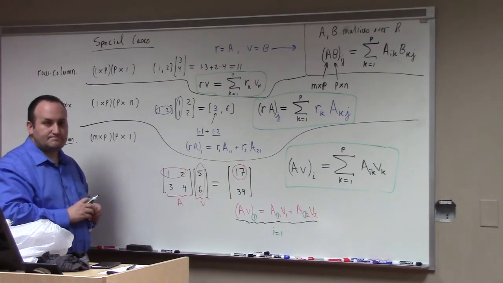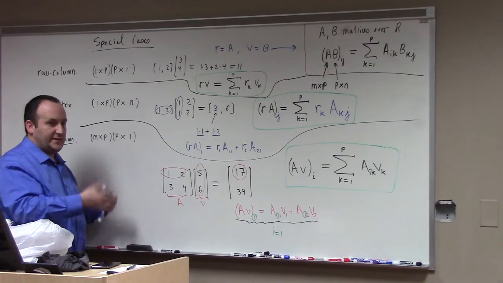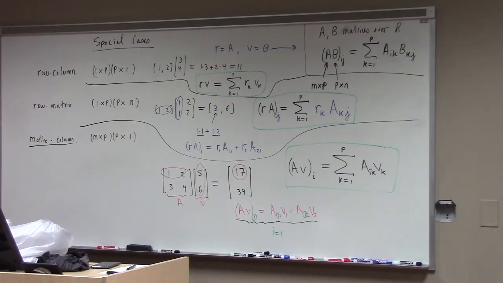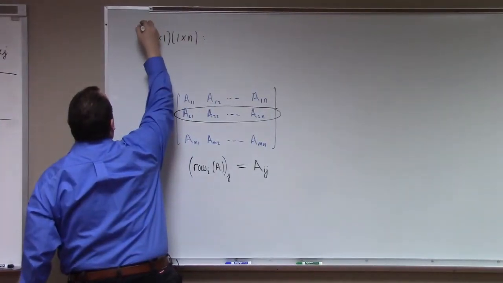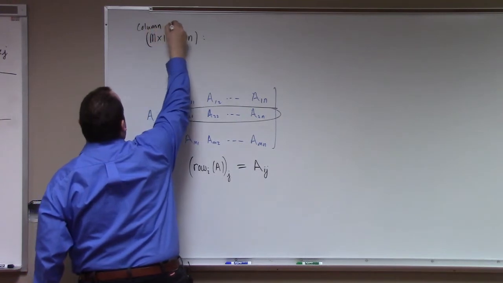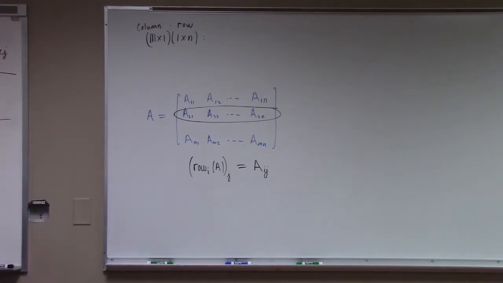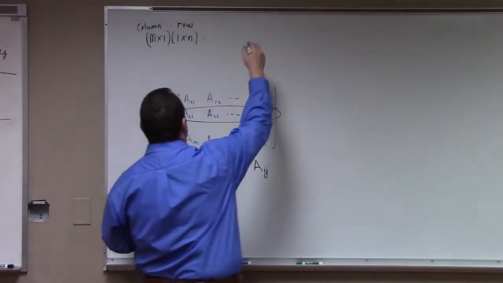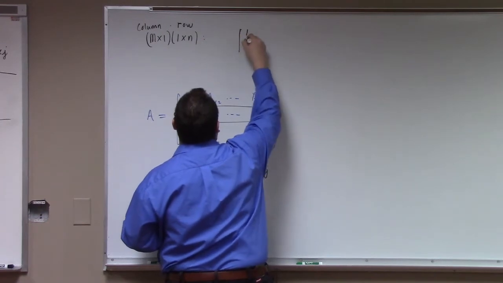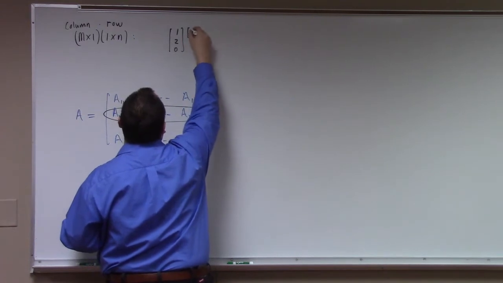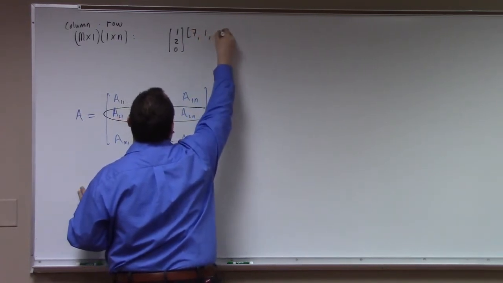Any questions so far? These are just special cases of what we already did. And then this one here would be something like what? What kind of multiplication are we looking at here? We're looking at a column times a row. Column times a row is actually a matrix. Here's an example of that: something like 1, 2, 0 times 7, 1, minus 2.